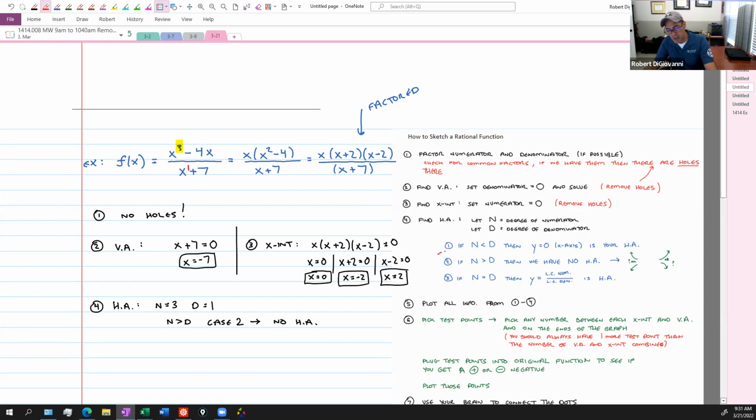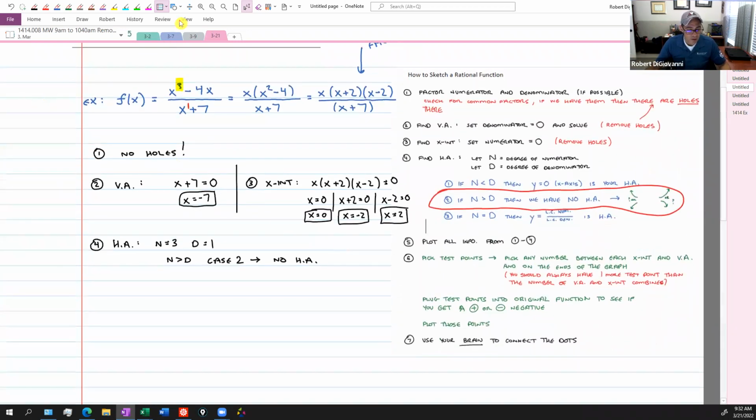And that gives us case 2 here. Case 2 tells us we have no horizontal asymptotes whenever the degree of the numerator is bigger than the denominator, which means that the left side is going to go up or down. We don't know yet. And then the right side is going to go up or down, but we don't know which one. It's just not going to ever flatten out. That we know. It's not going to flatten to something. There's no magnet. So now we put all this information on a graph.